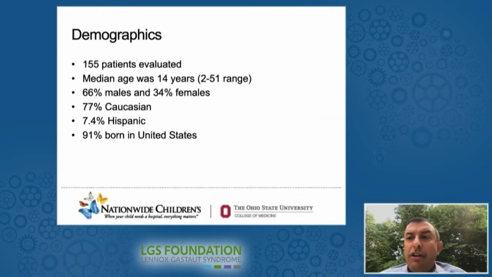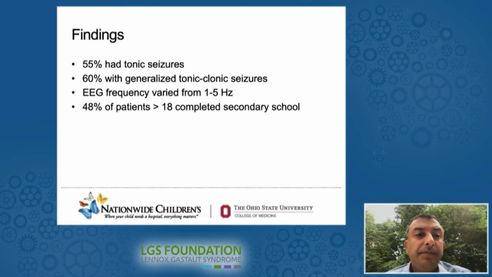And that was a very key distinguishing feature, prior to seizure onset. So what did we learn? What did we know about this population? Well, they had 155 patients overall. The mean age, again, was suggested to be older than you would typically see. The median age was 14 years. 66% of these patients were men, 34% women. 77% were Caucasian, 7.4% Hispanic, and 91% were born in the United States. That's a little bit of a misleading statistic because the majority of the sites were in the United States.